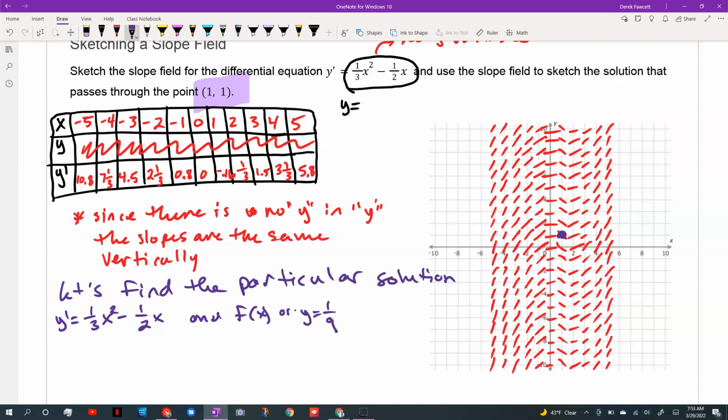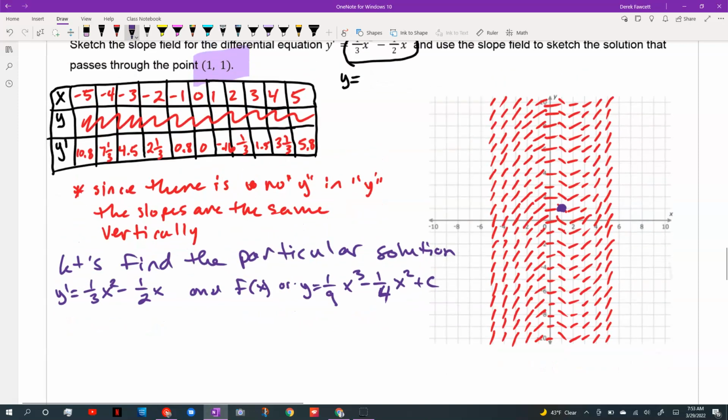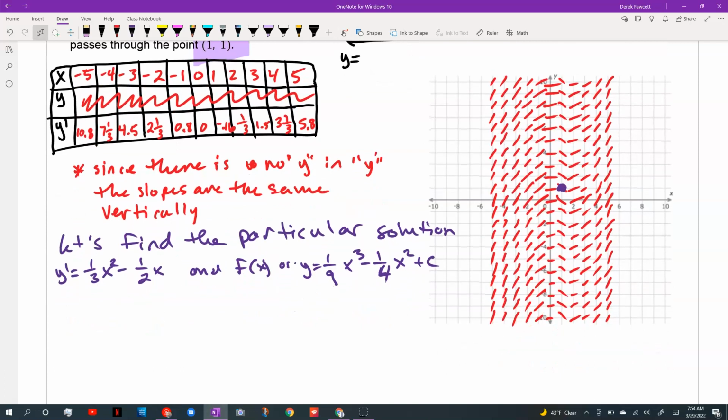When we integrate the derivative, you get 1/9 x to the third minus 1/4 x squared, plus c. And that c means we have the general solution now. But if we want the specific solution, we need that initial condition, which we were given at (1, 1). So we're going to go ahead and plug 1 in for y, 1 in for x. Whoops, this is 1. Put a 1 in there. And we can solve for c.